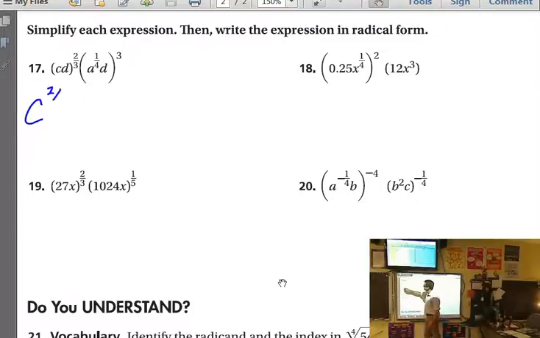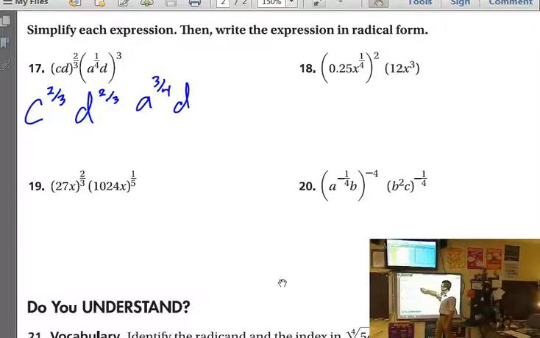So C is going to get a 2/3. D is going to get a 2/3. Then this third power, this cube, gets distributed. So A now becomes 3/4, and D gets a power of 3. Then, though, there's more to do. And some of you that got this wrong, I circled where you had multiple D values still.